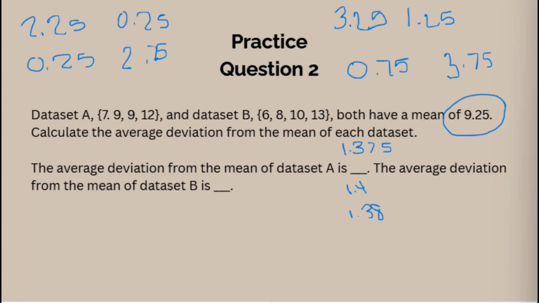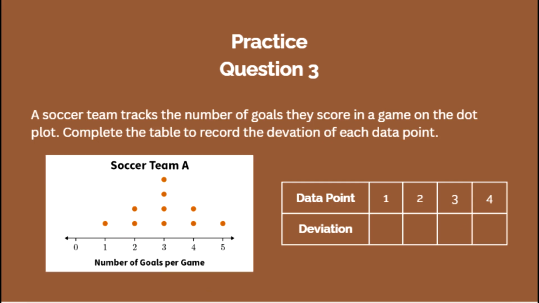Let's add these together. We have 3.25 plus 1.25 plus 0.75 plus 3.75. That gives us 9. Divide it by 4 because that's how many data points we had. And this one is 2.25 for the whole number. If it wants you to go to the 10th, it would be 2.3 because you're going to round up from this 5.